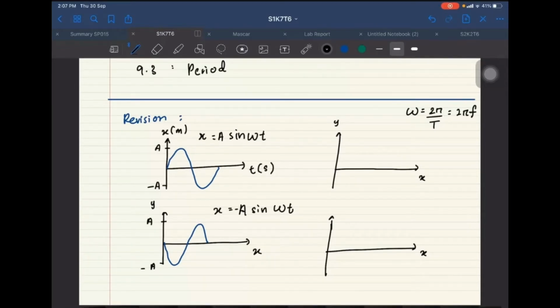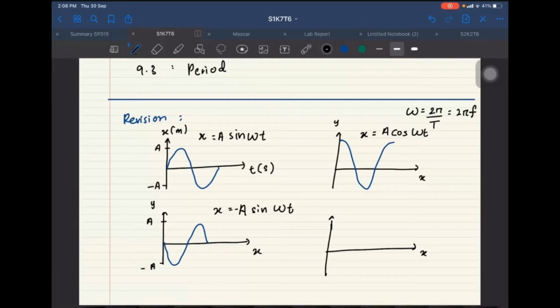If you don't remember, we'll learn it, don't worry. If you've learned it and still remember, that's good. And then we have another type of graph which looks something like this. What graph is that? Cosine, yes. So we write this as x equals A cos omega t.